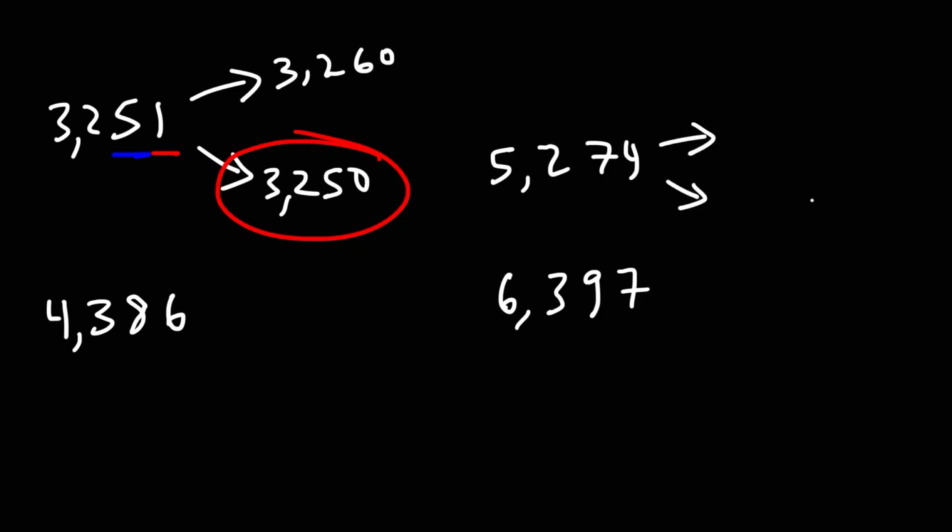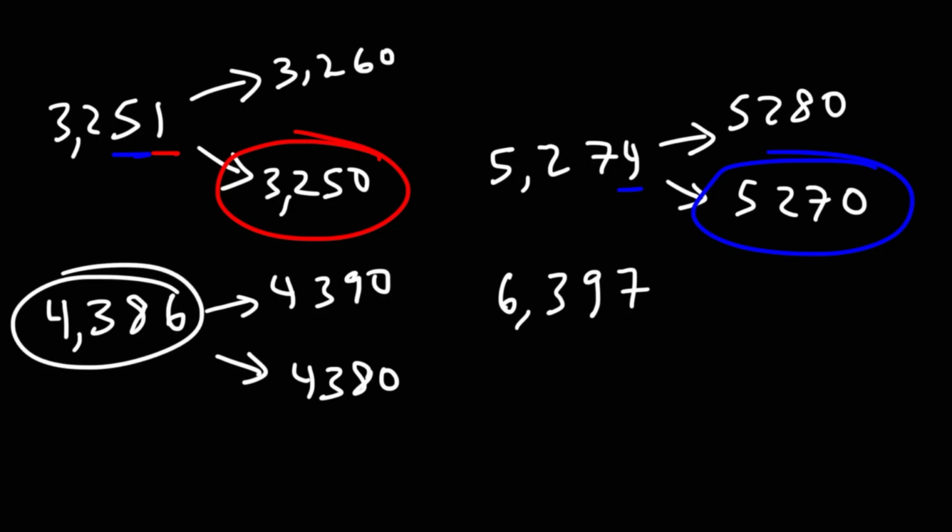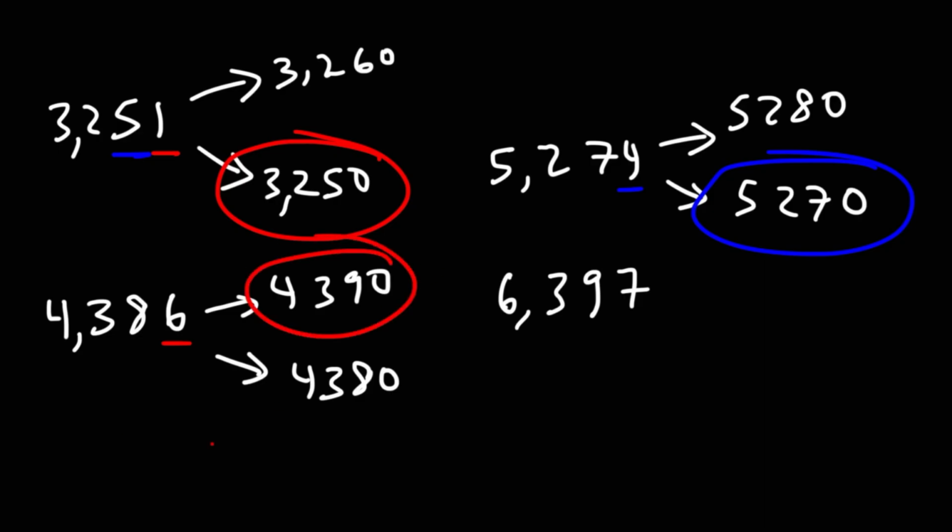For 5274, we have these two options. We can round it down to 5270 or up to 5280. 4 is part of the 4 or less group, so we're going to round it down to 5270. For 4386, we can round that up to 4390 or down to 4380. Both of those numbers are 10 units away from 4386. 6 is part of the 5 or more group, so we're going to round it up to 4390.